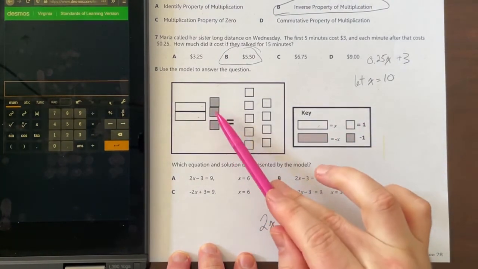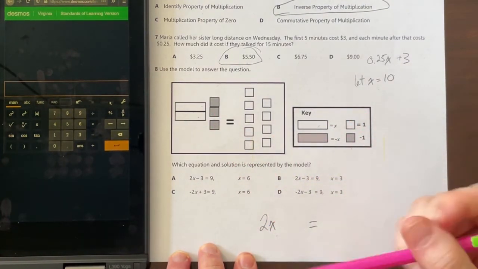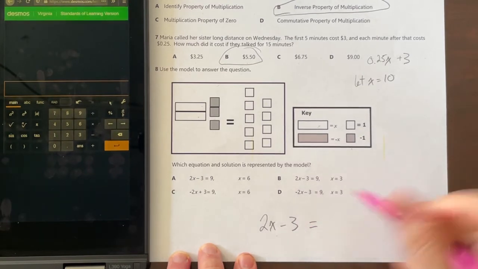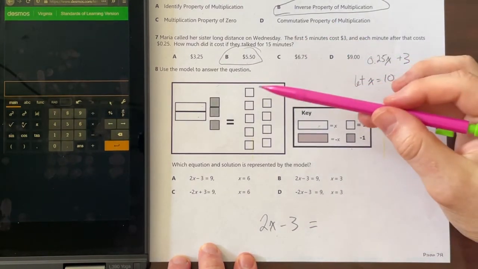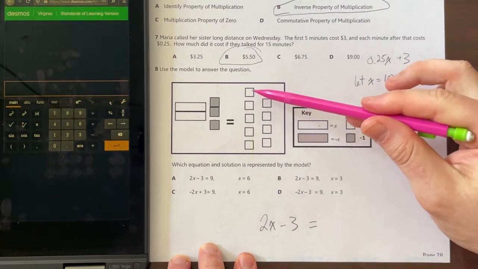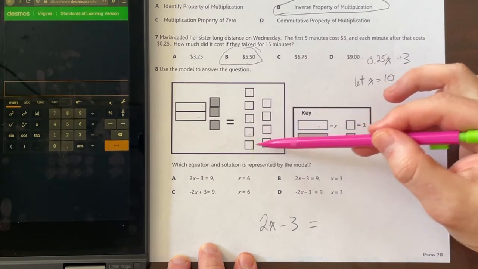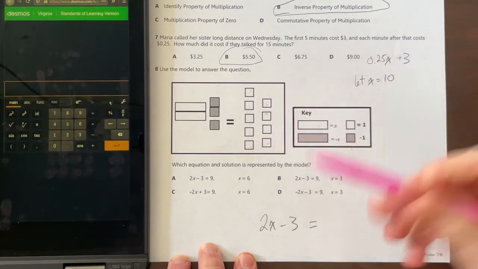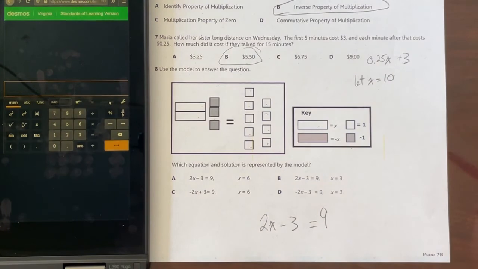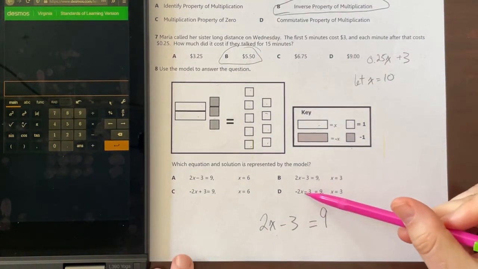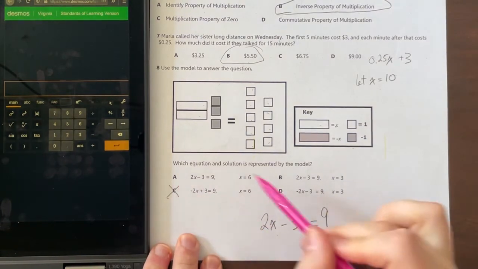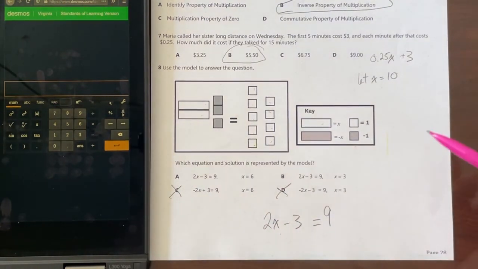And then how many of these do I have? I have 3 negative ones, so I'd say -3. Already halfway done. Then I can count up on the right side, what do I have? I have 1, 2, 3, 4, 5, 6, 7, 8, 9. I have 9 positive ones. Simple two-step equation. Let's eliminate some answers that we have. So this one is false and that one's false.